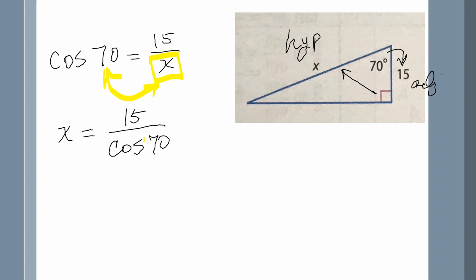So you can go ahead and plug that into your calculator. And you can plug it all in at once if you have a graphing calculator, which you should have. You're going to need one for next year. So 15 divided by, let me use my trig function here, the cosine of 70, I hit my enter key, and it tells me that my answer is 43.8571. So x is approximately, let's round to the nearest tenth, 43.9.